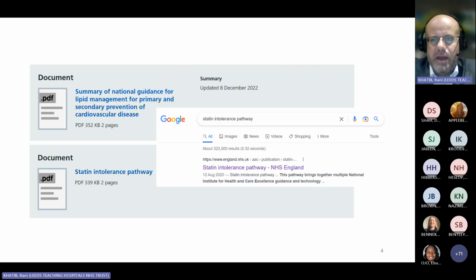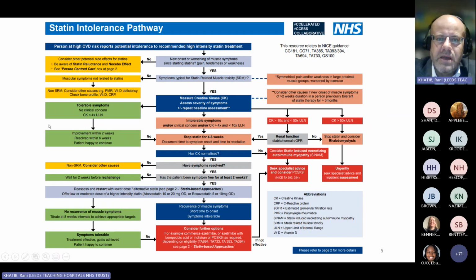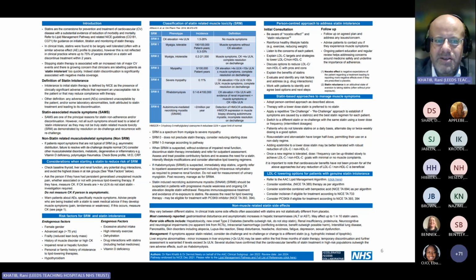The pathway has two sides to it, the front side and the back side. I think people would usually go and read the front side. But what I would suggest is actually reading the back side of this intolerance pathway first, at least the introduction. That's because it sets the scene for you, what we are up against, what statin intolerance means, and when you do whatever you do in terms of CK measuring, etc.